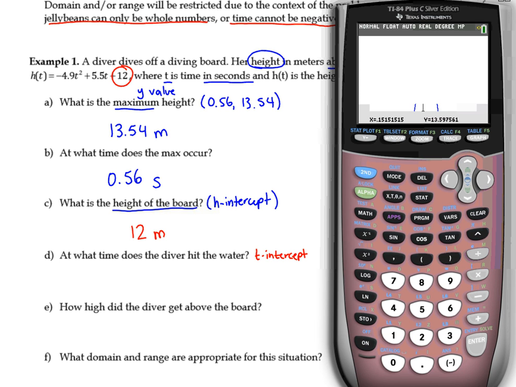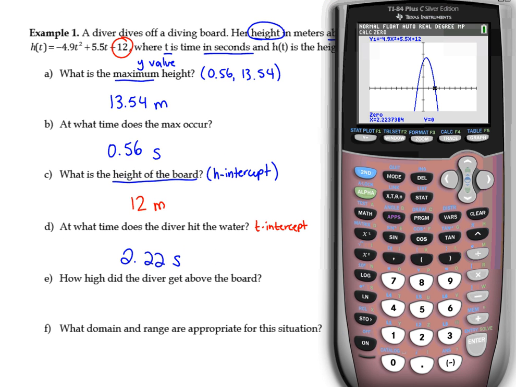So second trace, what number would it be? No, 2. Intersect, intercept. I know it sounds like the same. So 0 is another name for an x-intercept. And you have to go left bound. So left side of it, push enter. And then on the right side of it, enter. And the guess, you could just push enter. It doesn't matter. Okay, so it's 2 decimal places. When does he hit the water? 2.22 seconds.